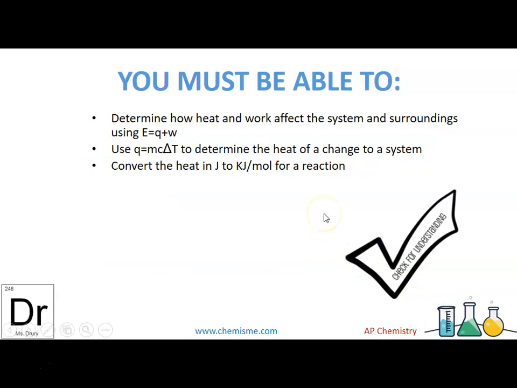At this point, you should determine how heat and work affect the systems and surroundings using E equals Q plus W. Use Q equals MC delta T to figure out just the heat exchange for that energy, and convert that to kilojoules per mole for a reaction.